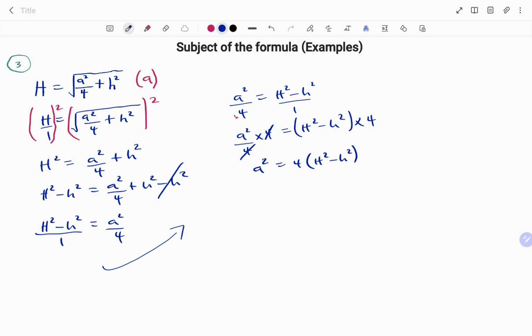Now to get rid of my square, I'm going to find the square root of both sides. Therefore, the square root cancels my square here. I'm left with a equals square root of 4 in bracket H squared minus h squared. If I take my 2 outside, I can leave it this way. I can take my 4 outside. Square root of 4 is 2. I have a equals 2 square root of H squared minus h squared. Let's try out one more example.